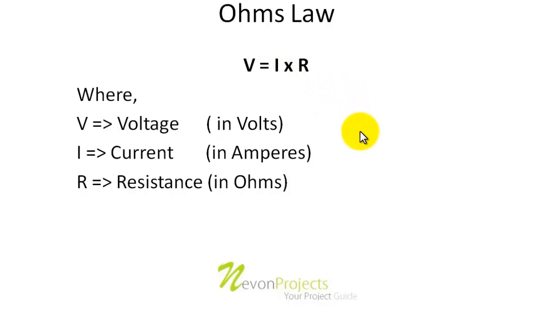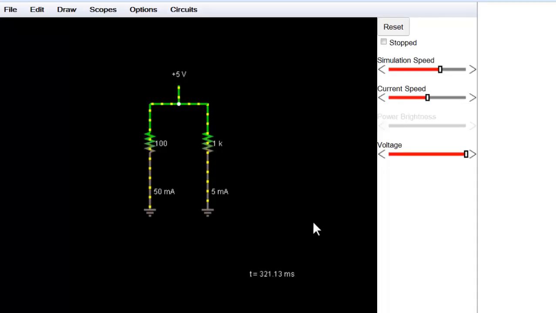So now let us actually see a simulation of the relationship of voltage, current and the resistor. Here we have a simulation of the phenomena of Ohm's law, and let us see how it actually works. Here we have a 5 volt power supply. As we can see, we have two resistors, one is 100 ohm and one is 1 kilo ohm.